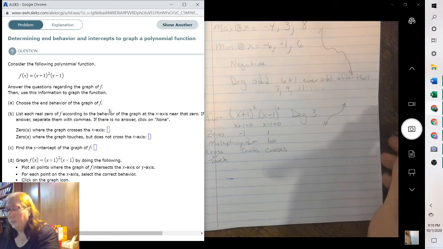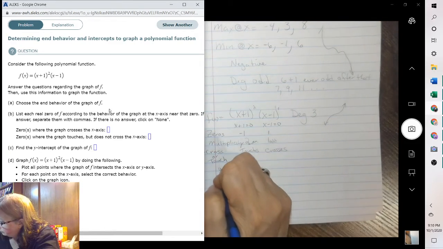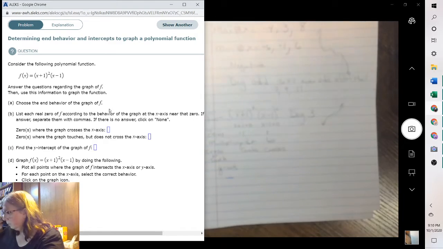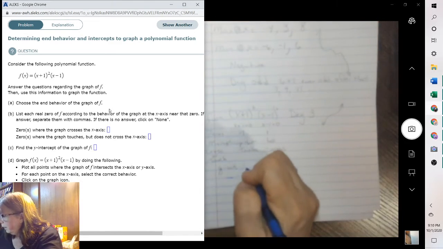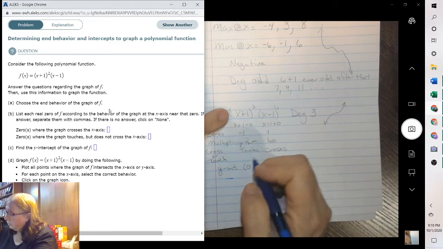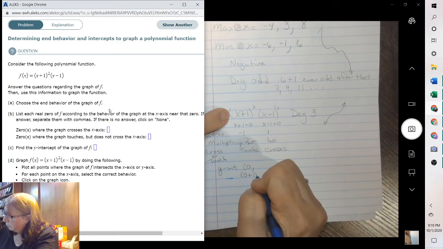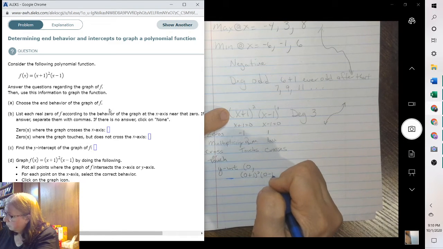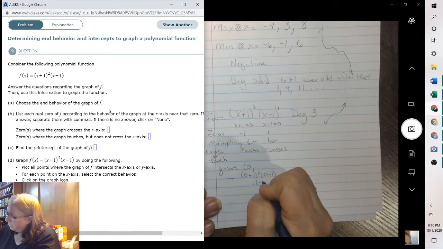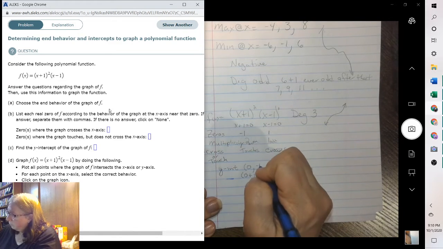The y-intercept, you just let x be 0. So if we plug in 0, we have 1 times -1, which is a -1.